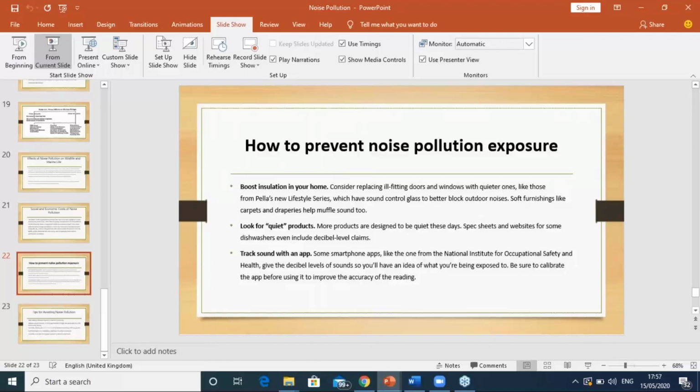Number one: boost insulation in your home. Use padding, something like insulation, so that it can hold back the noise. They can trap the noise inside. So if you can do that, that would be nice. Always look for quiet places or quiet products to buy. One of the ways you can also reduce noise pollution is to replace your appliances. It doesn't really produce much sound, but yes, it still does. But look for quiet products that have little or no noise.